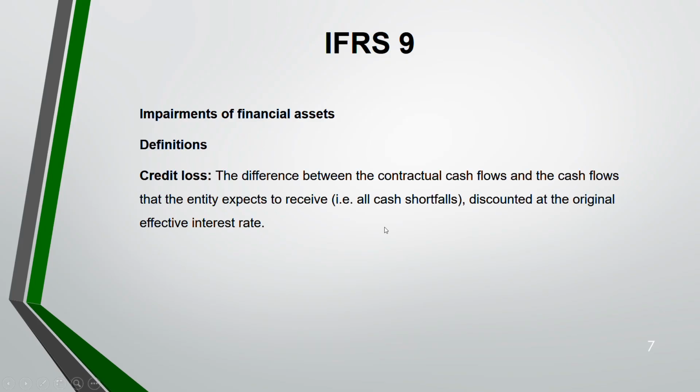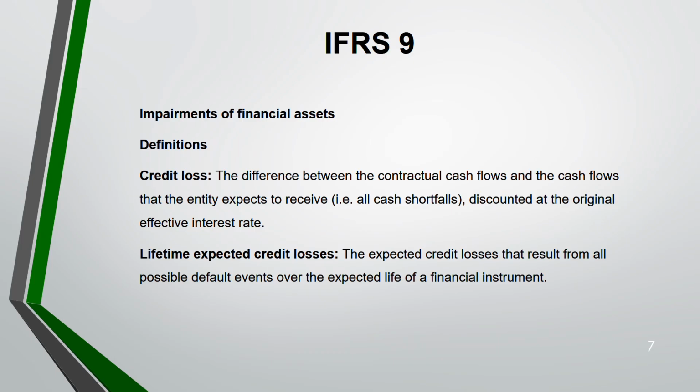Okay. But before that, you have to go through some definitions, some keywords. First is credit loss. Credit loss means any difference between the contractual cash flow and the cash flow that the entity expects to receive. That means if they are receiving less than what is owed to them, it's a credit loss. Discounted at the original effective interest rate. Lifetime expected credit loss. What is this lifetime expected credit loss? The expected credit losses that result from all the possible default events over the expected life of your financial instrument.